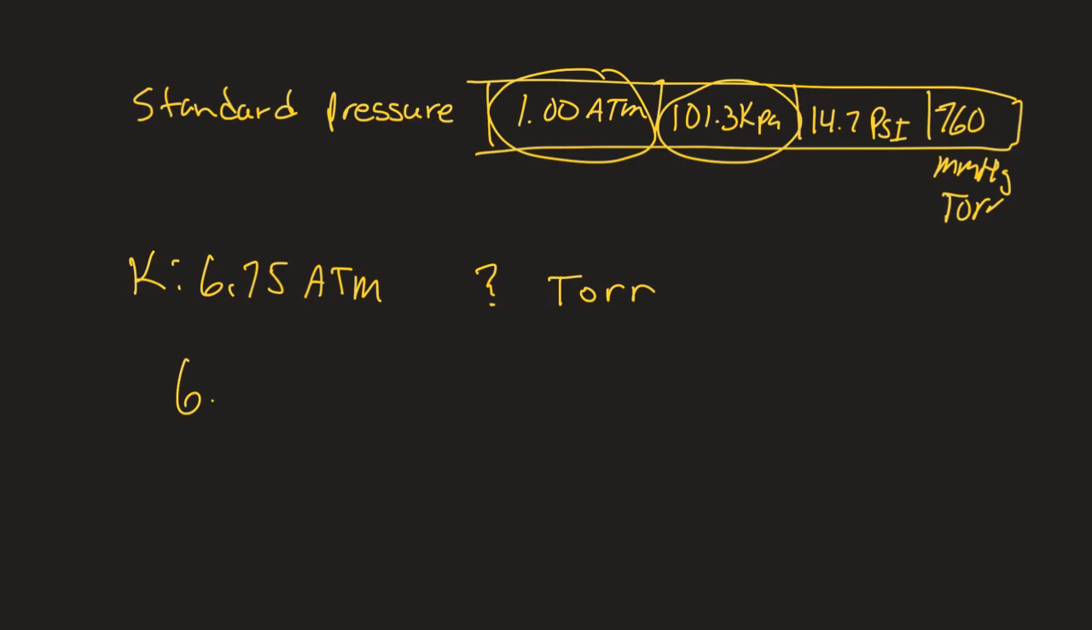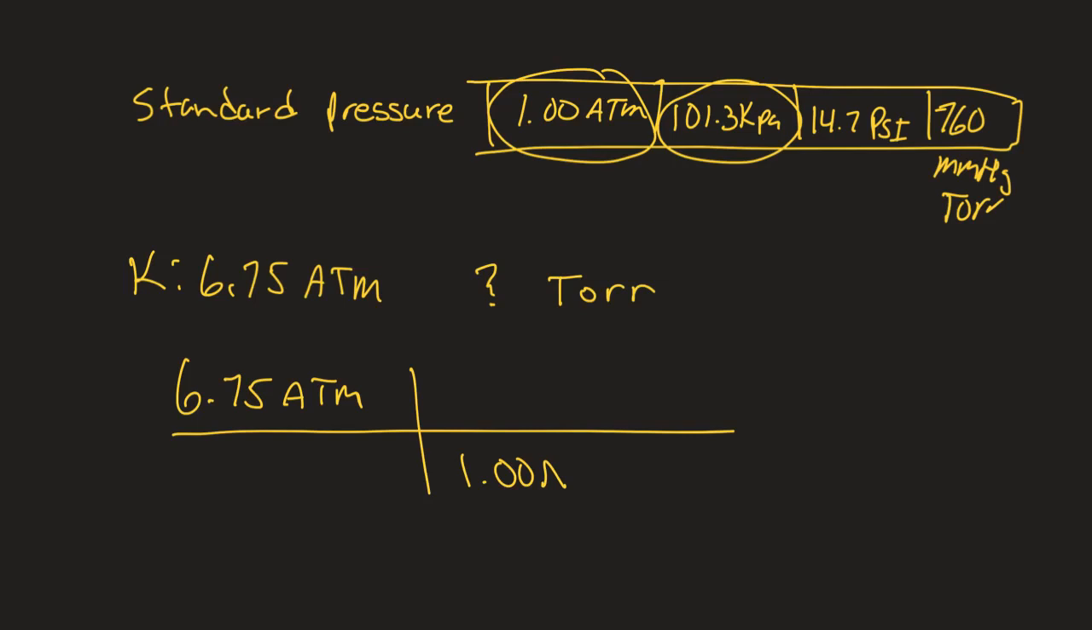So again, I'm going to start with my known in the top of my table. If I have atmospheres on the top, I'm going to get atmospheres on the bottom. So 1.00 atmospheres is equal to 760 torr. And you'll notice that on your reference table, there is a decimal point there, so that is going to give you 3 significant figures.